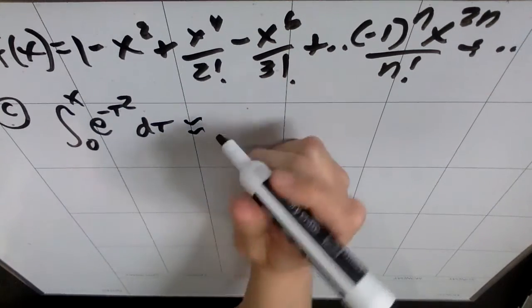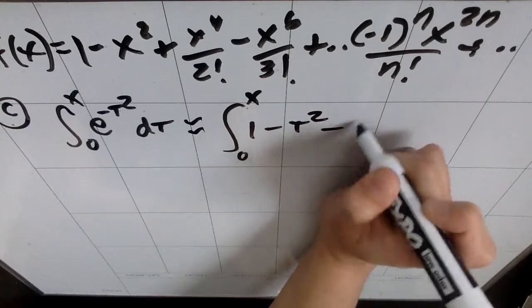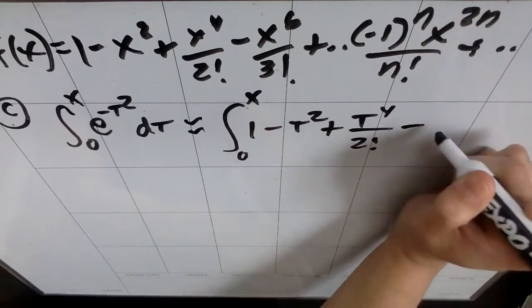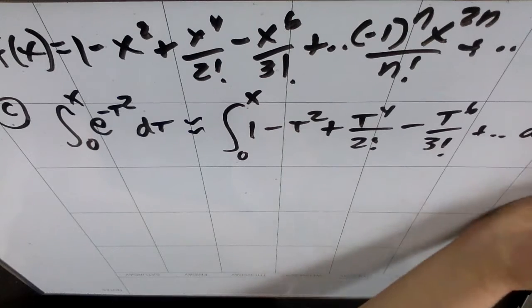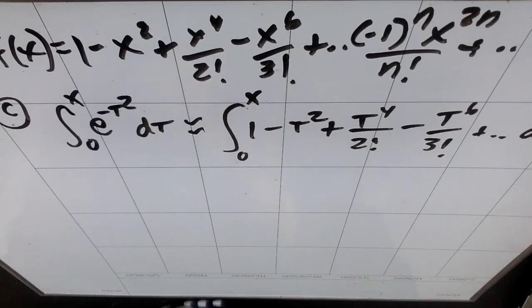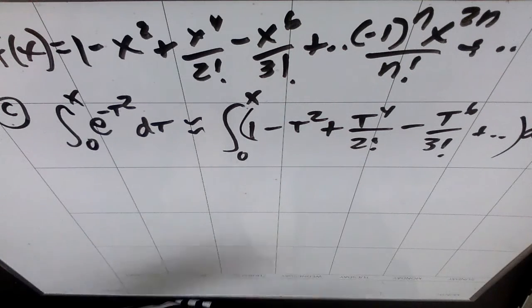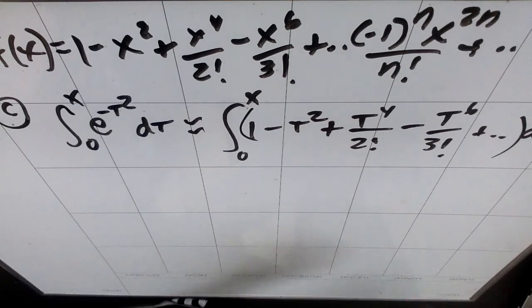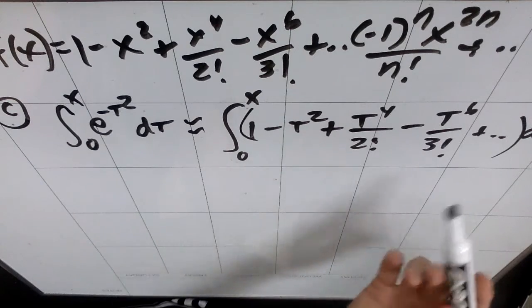What they're asking me to integrate is 0 to x of 1 minus t squared plus t to the 4th over 2 factorial minus t to the 6th over 3 factorial plus and so on, with respect to t. So that's what they want me to integrate, this whole thing with respect to t. If you need the extra step to show that you're plugging in the bounds, that's fine, but when you integrate each one of these and plug in the top bound, they all get x's, and the bottom bound is just 0, and they all zero out because every single one of these is going to have a t.